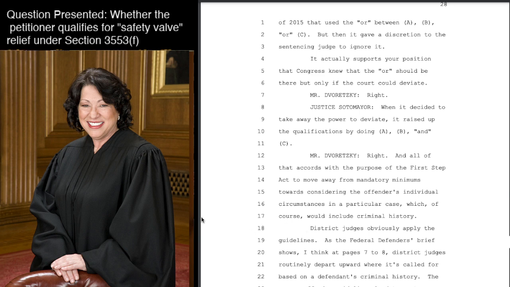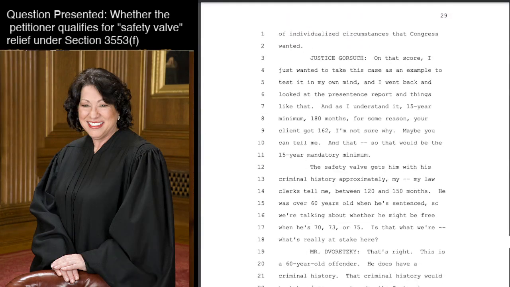District judges obviously apply the guidelines. As the federal defender's brief shows, I think at pages 7 to 8, district judges routinely depart upward where it's called for based on a defendant's criminal history. The career offender guidelines lead to sentences routinely of 25 years to life. And so the sentencing guidelines will account for the kind of individualized circumstances that Congress wanted.